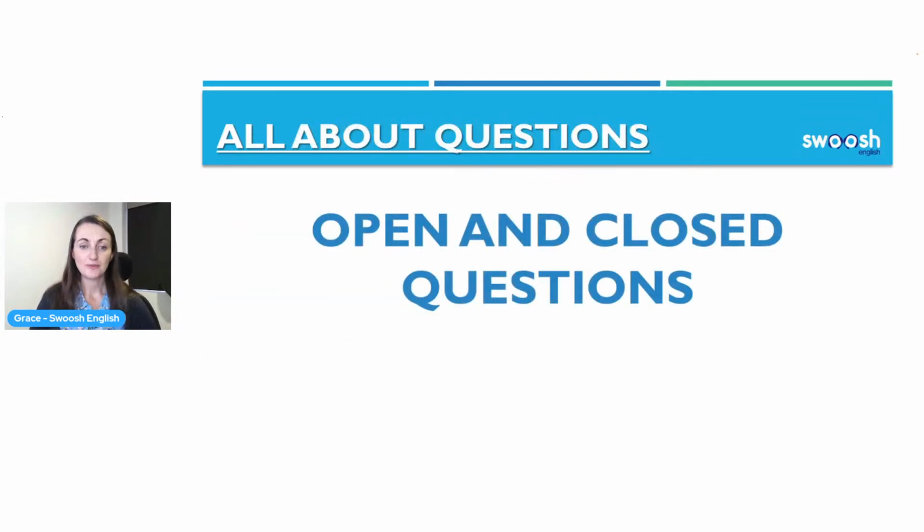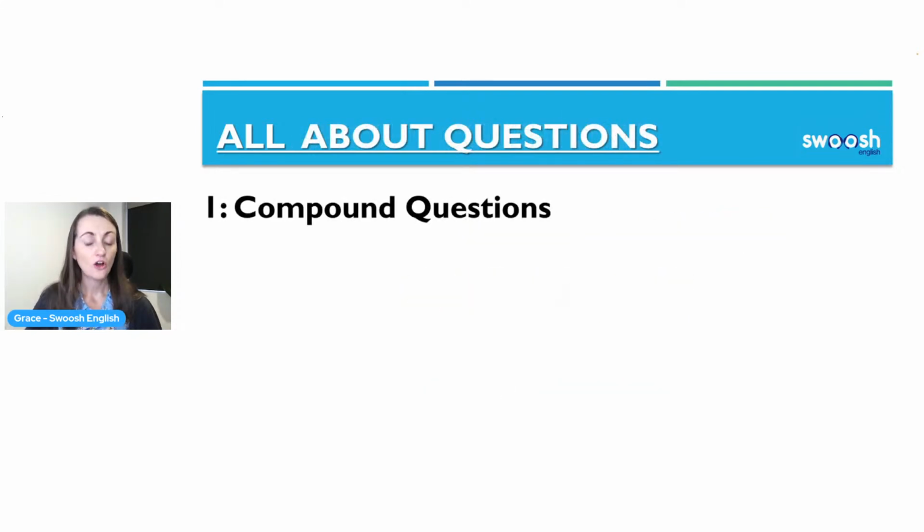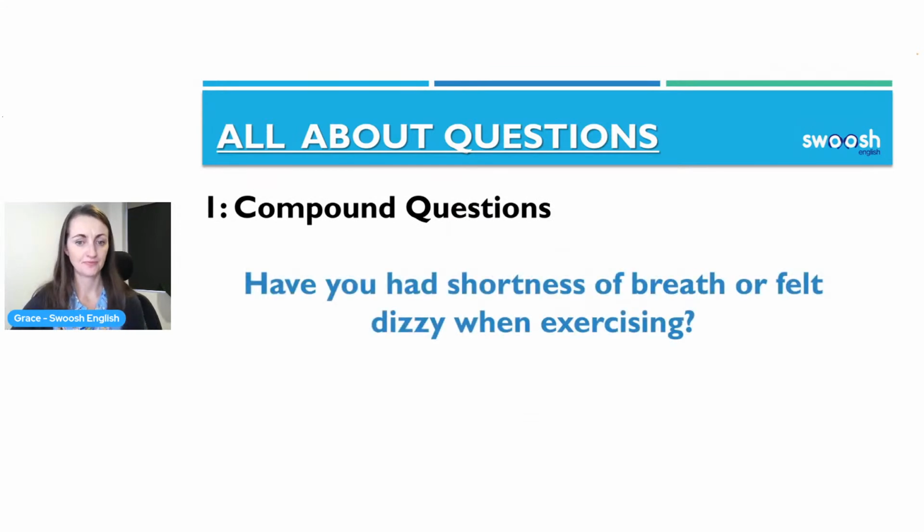So we've talked about open and closed questions, and hopefully you can see the difference and the value in both of them. Now let's think about open and closed questions to avoid in your OET role play. Compound questions. What are compound questions? Compound questions are when you're asking about two things in one question. So look at this example. Have you had shortness of breath or felt dizzy when exercising?